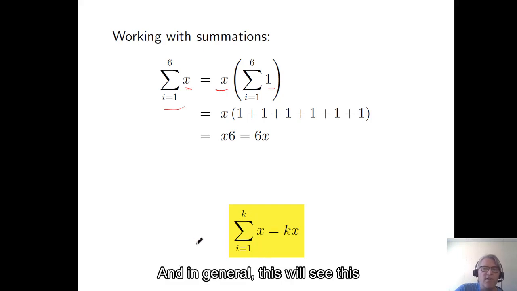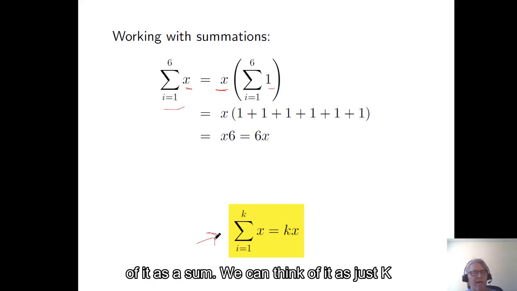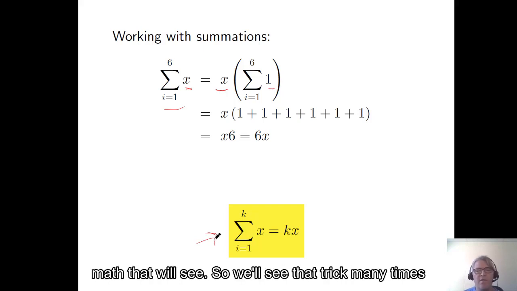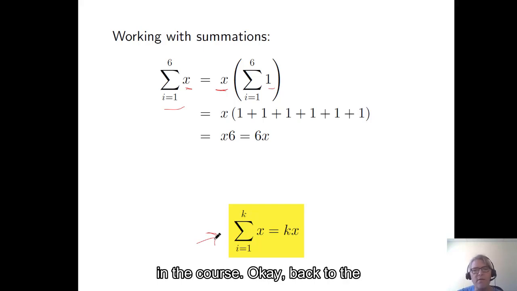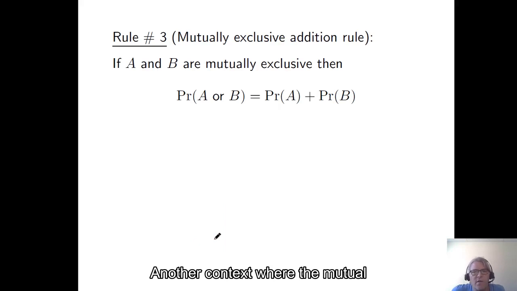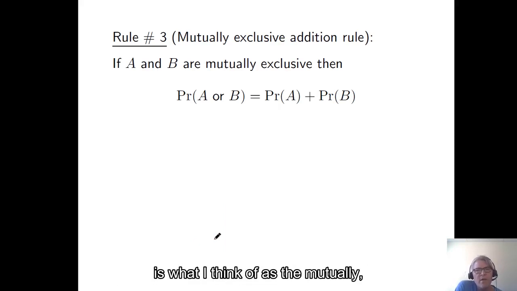In general, we'll see this applied in many places in the course: if we sum a constant value up k times, we don't have to think of it as a sum. We can think of it as just k times x, and that simplifies a lot of the math that we'll see. So we'll see that trick many times in the course. Okay, back to the probability stuff. Another context where the concept of being mutually exclusive is important is what I think of as the mutually exclusive addition rule.